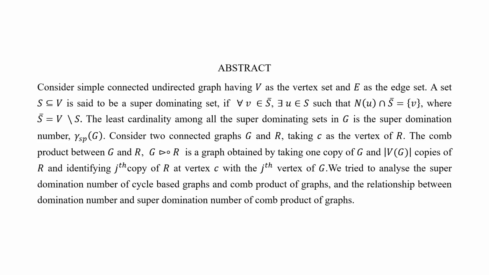Suppose there are two connected graphs G and R, and we have a vertex C of the graph R. Then the component of the graphs G and R is a graph obtained by taking one copy of G and cardinality V of G copies of R, and we identify the jth copy of the graph R at vertex C with the jth vertex of G. Here we mainly analyze the super domination number of cycle-based graphs and component of graphs, and the relationship between domination number and super domination number of component of graphs.